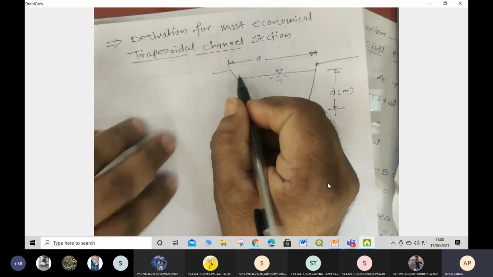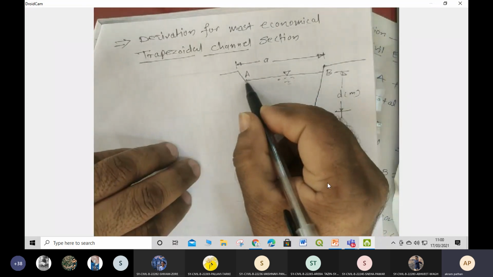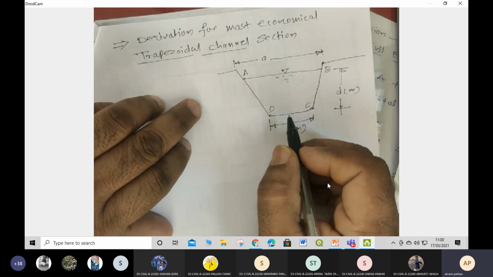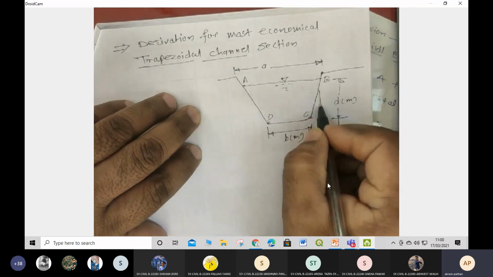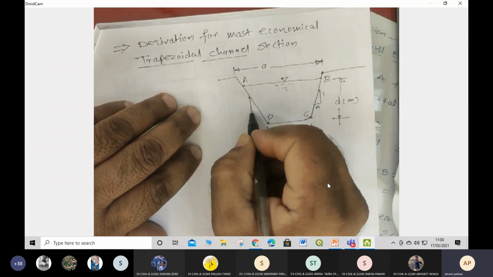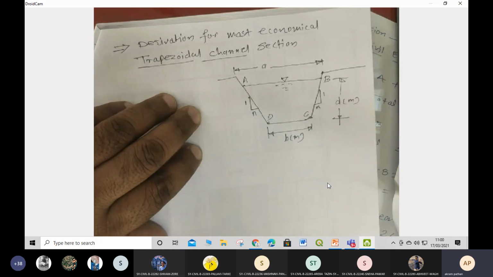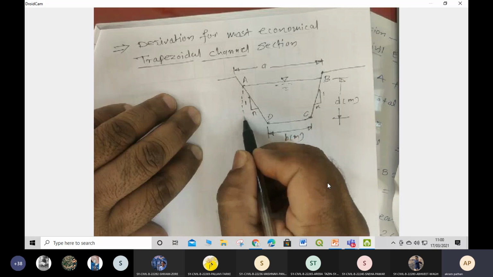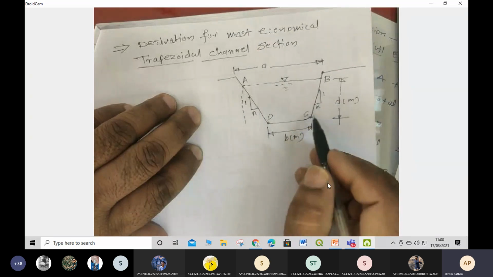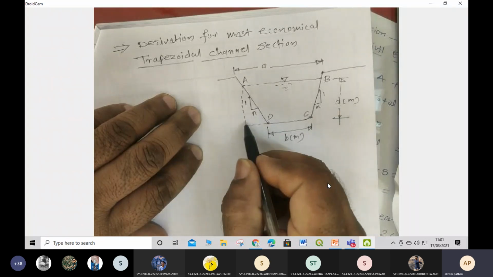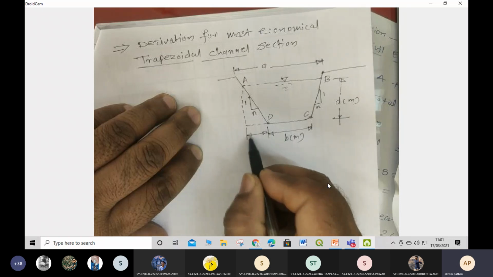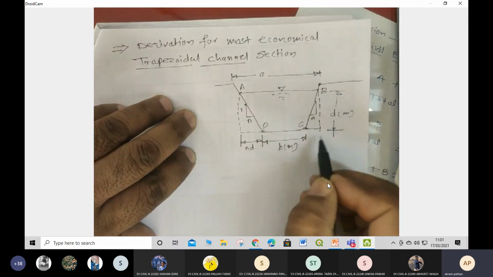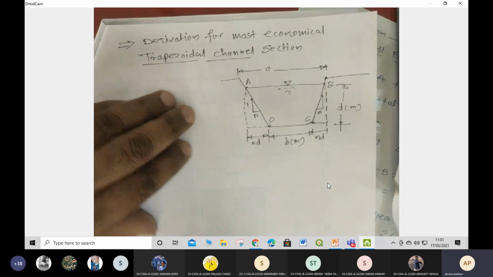Now we have to give the notation as well. This point is A, this point is B, then we have this point C, then this point is D. Then the slope is 1:n. On both sides we have the slope, one vertical to n horizontal. If you see the shape of the trapezoidal section, it has one rectangular portion and two triangular portions. So if I plot the section, this distance is nd, and again on the right side also we have this distance nd. This distance is D.